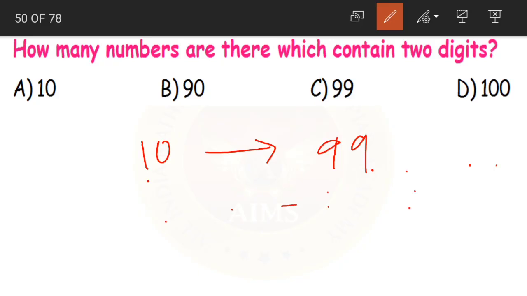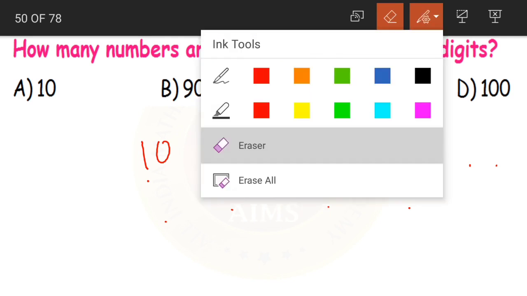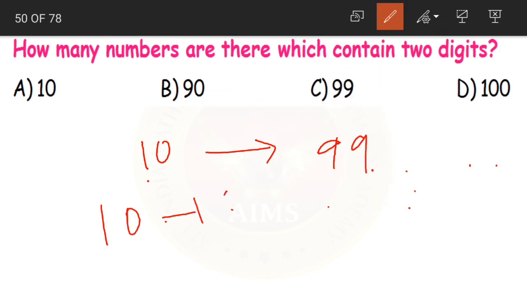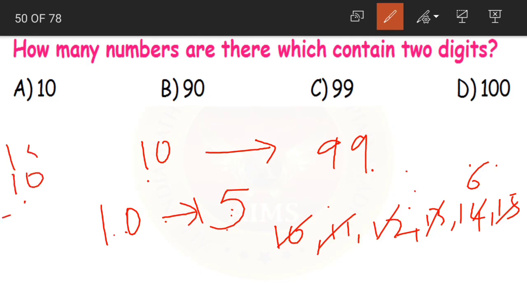So what can we do? If I say from 10 till 15, how many numbers are there? 10, 11, 12, 13, 14, 15. How many numbers? 1, 2, 3, 4, 5, 6 numbers. From 10 till 15 there are 6 numbers. So if we subtract 15 minus 10, what will I get? I will get only 5 but not 6.